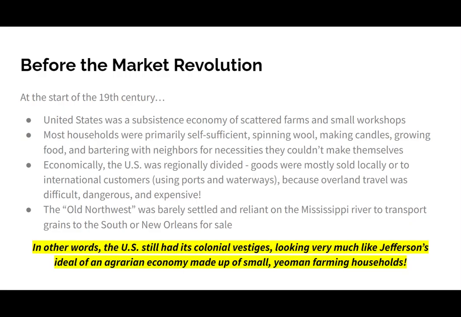If you grew some extra crops, let's say for sale at the market, it's going to be probably your local market, or in some cases, especially in areas that are near waterways, ports, along rivers, they're going to be selling maybe to some international customers using those ports and waterways, because overland travel was difficult and dangerous and expensive.